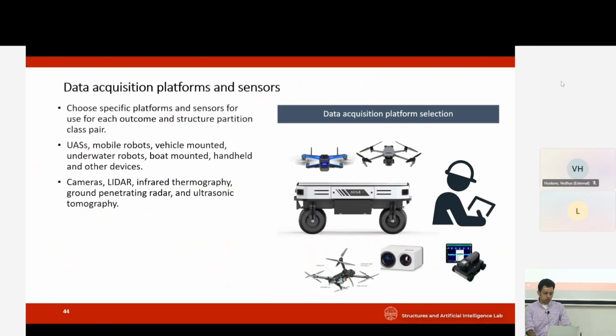Okay, so you should choose platforms that allow you to get to how far you need to be from the surface. Platforms and sensors, right? So even though I put them one after the other, it's a joint decision that you need to make. And there could be many options based on what you're trying to do.